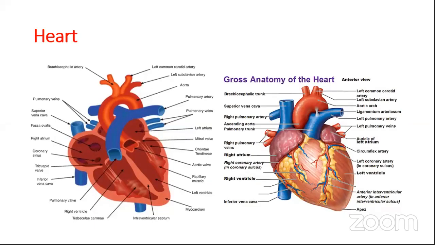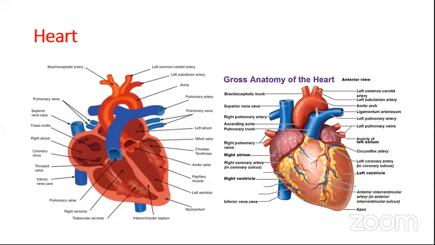Gross anatomy of the heart. We say anatomy of the heart because the subject deals with anatomy. Anatomy means the structure of a particular organ, and physiology means the function of that particular organ. Right. Good.